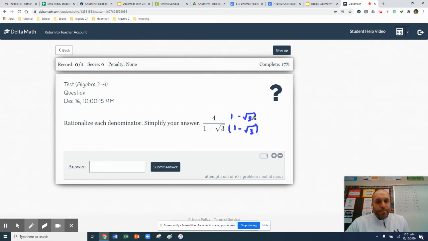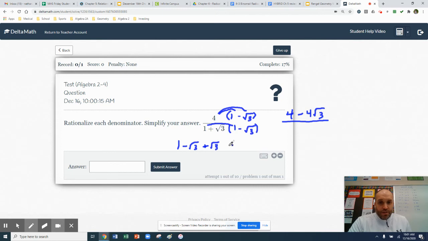And in my fraction, I'm going to balance my equation, multiply my numerator by the same thing. So up in my numerator, I'll distribute. So I'm going to have a 4 minus 4 roots of 3. Now down here, when I FOIL this out, I'm just going to show this process. You're going to multiply 1 times 1, which is 1. Then you're going to have a negative root of 3. Then you're going to have a positive root of 3.